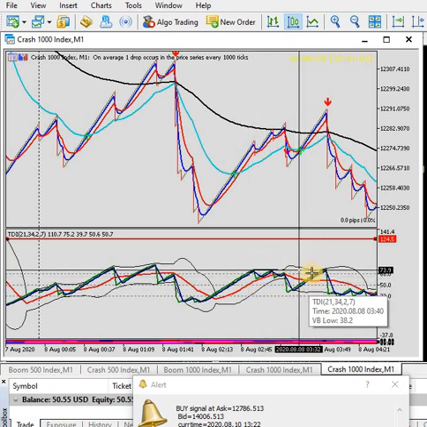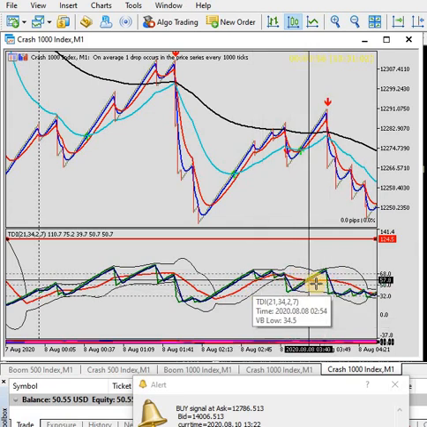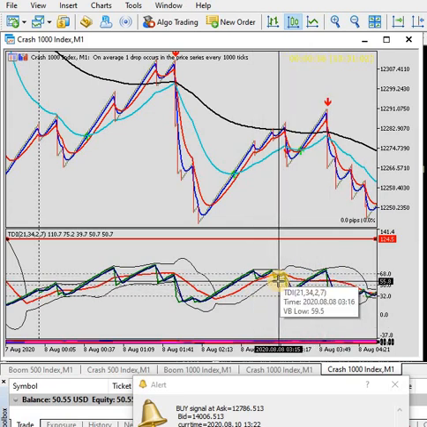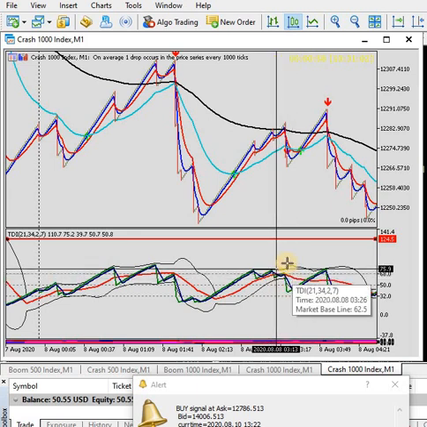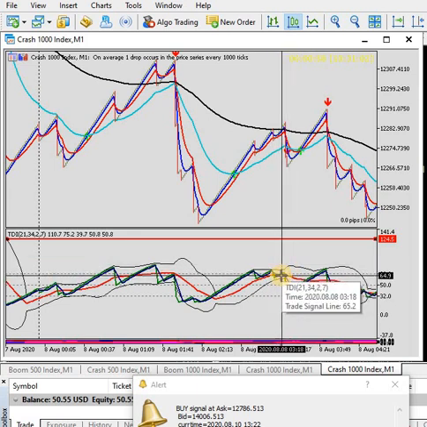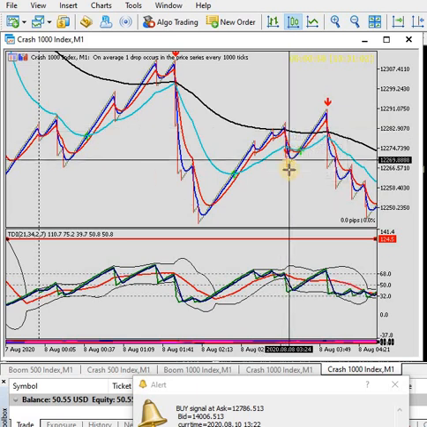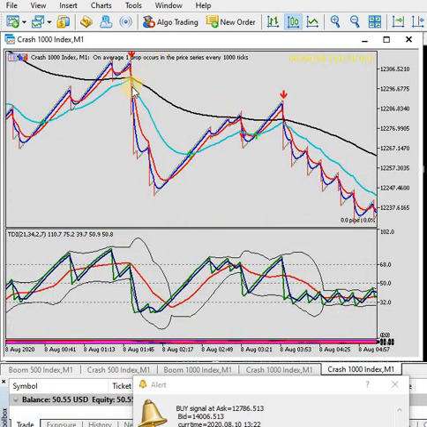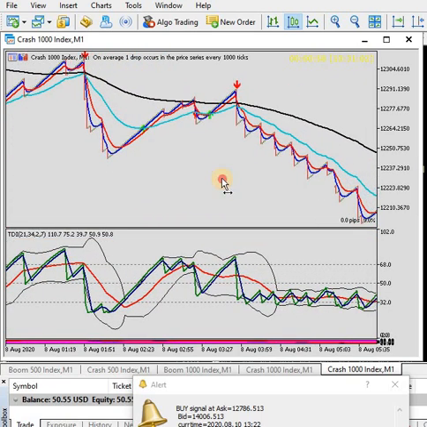So after it had crossed, I could now wait as it is retracing back, as it is touching the market baseline, the middle Bollinger Band. I would have placed my trade there, and you see I got 2 spikes. So that is the best way to use a TDI, and this is the market maker strategy.